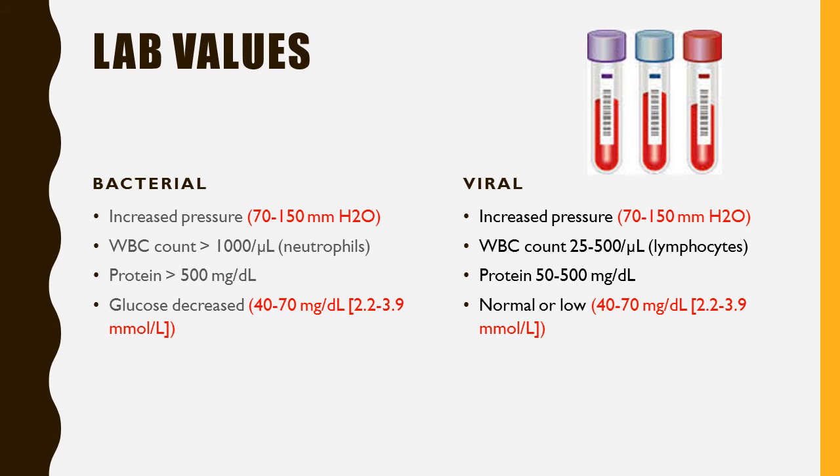Shown here are labs for both bacterial and viral meningitis using CSF as a reference interval. The normal values are shown in red. You'll see increased pressure for both, increased white blood cell count and protein for bacterial meningitis versus normal labs for WBC and protein in viral meningitis. Glucose is decreased below the normal range in bacterial meningitis, but normal or low for viral meningitis. CSF fluid is collected and indicates bacterial meningitis if cloudy and viral meningitis if clear.